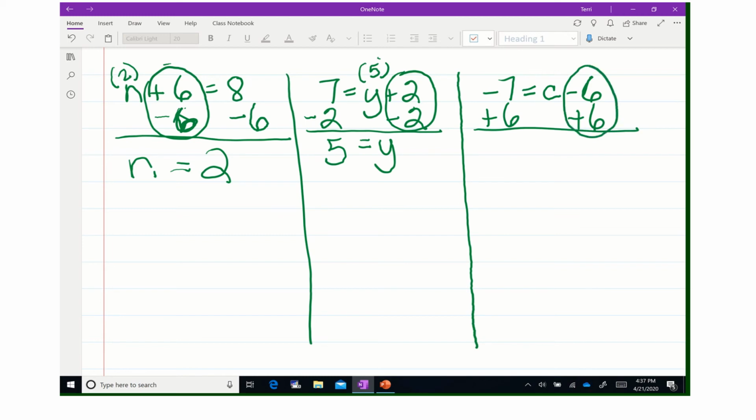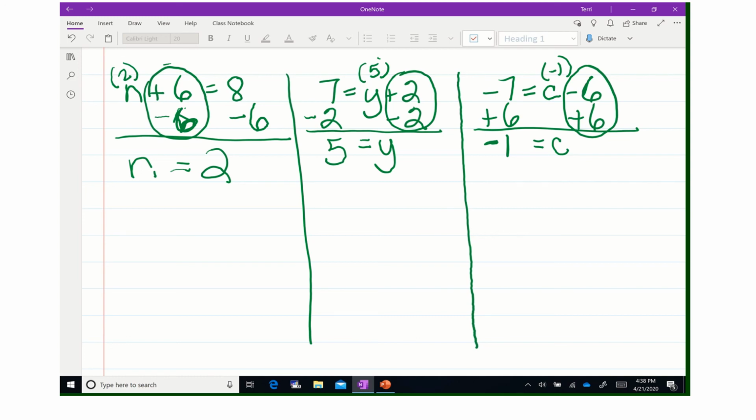Here are my opposites. Opposites make our 0, so I'm going to bring down my variable c. And a negative 7 plus 6 is a negative 1, and so my answer, negative 1, is equal to c. If I put it once again into my equation at the top, a negative 1, take away 6 more, does give me a negative 7, so I know my answer is correct.